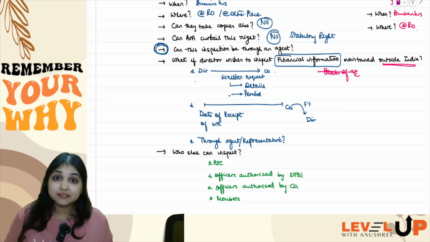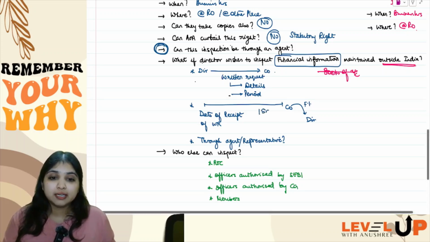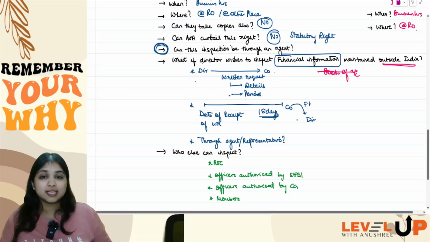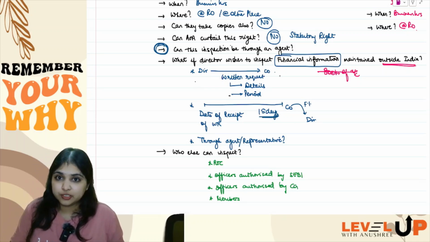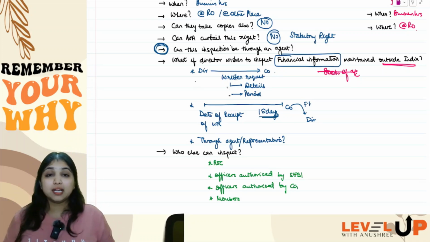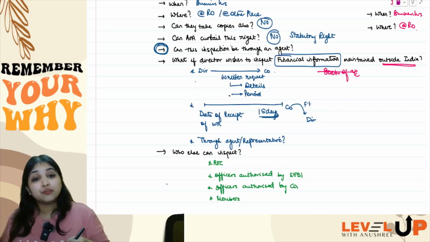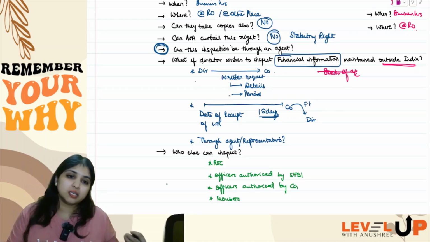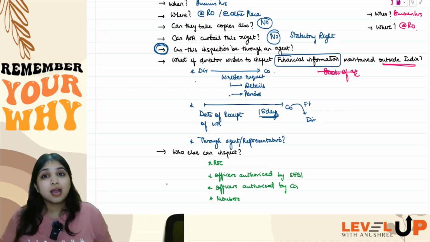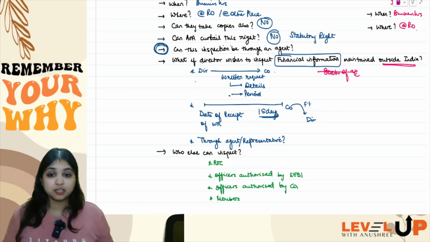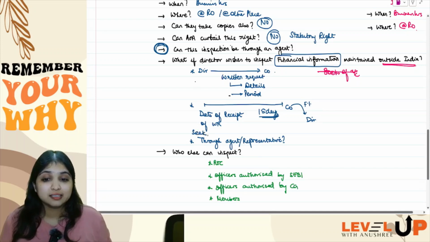Once the company receives this written request, within 15 days itself, the company will give this financial information to the director. Understanding? So the director will give a written request to the company. This written request will contain details and also the period for which these details are required. Once the company receives this request, within 15 days, the company will give this information to the director. Now the question is, can the director ask for this information through an agent or representative?